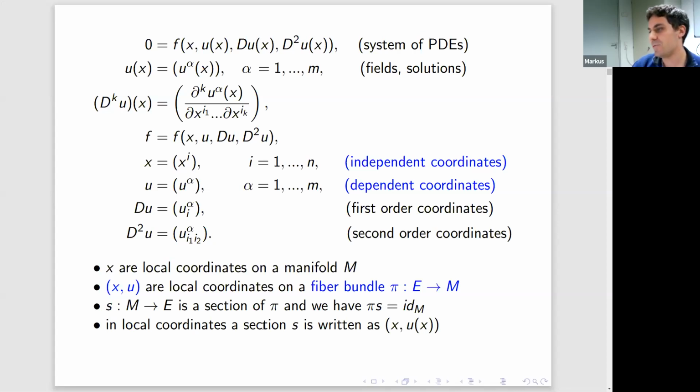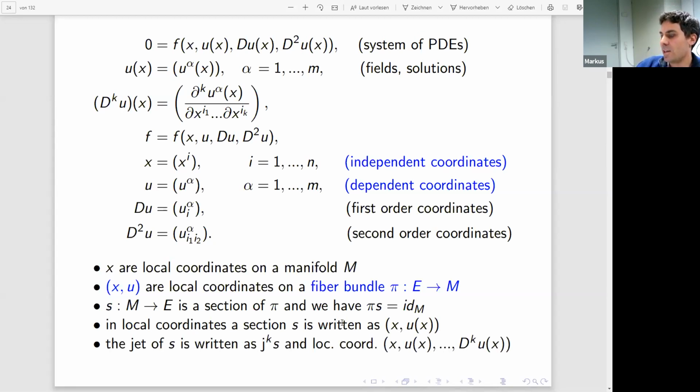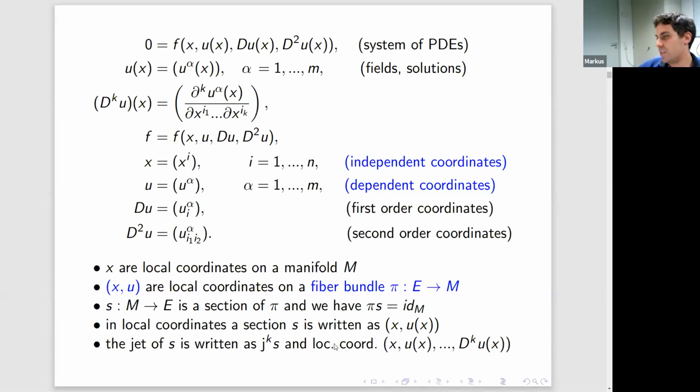And local coordinates, for people who haven't seen this before. A section will just be identified by the function u of x, or by this tuple x and u of x. And then you can compute all of the derivatives of such a section, and then you get this here. And it's called the jet of the section.